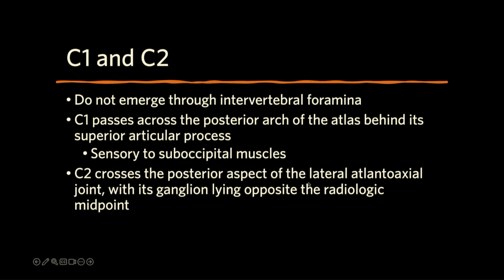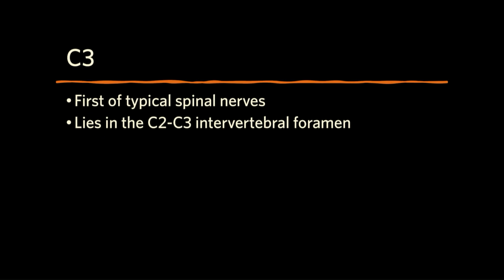C2 crosses the posterior aspect of the lateral axial joint. So this is why when people are experiencing cervicogenic headaches, they're doing nerve blocks behind the C1, C2 joint, and that's really improving their headaches because that's where the ganglion sits. So C3 is actually your first typical spinal nerve, okay?